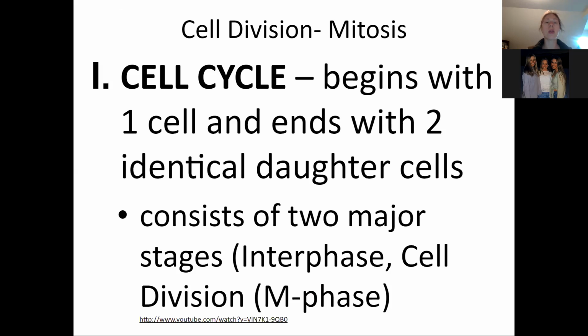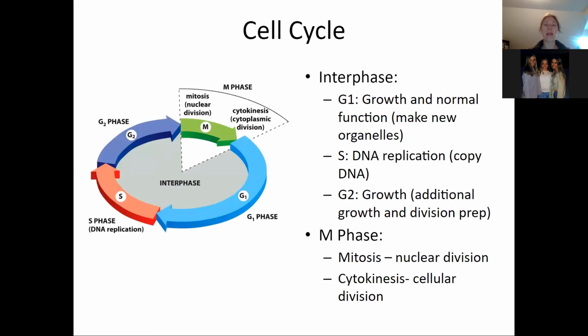So the cell cycle is going to start with one cell and end with two. This is mitosis. The cells that we get at the end are going to be identical to each other and identical to that starting cell. And we're going to go ahead and come back to that graphic and break this down.